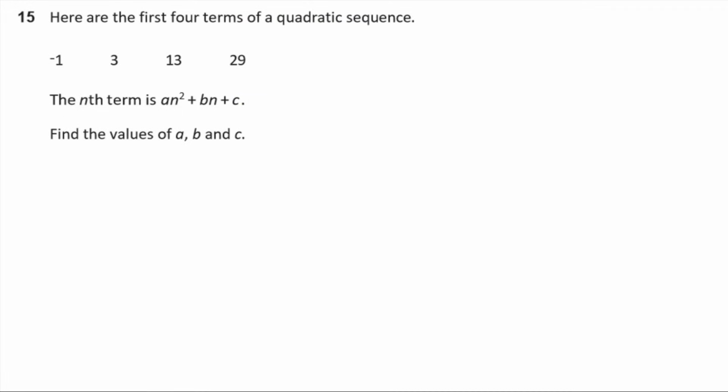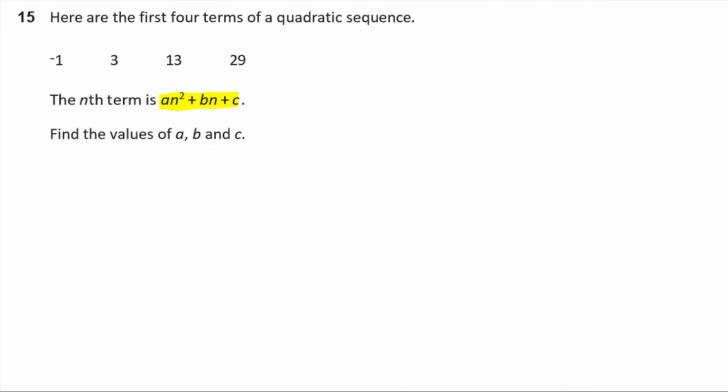Question 15. Here is the first four terms of a quadratic sequence. Got -1, 3, 13 and 29. We're told that the nth term is an squared plus bn plus c. Find the values of a, b and c. Don't be scared by this bit here. This is just a general form of a quadratic, isn't it? Quadratic expression, an squared plus bn plus c, and that's what you're doing when you're finding the nth term of a quadratic sequence. It's going to be in that form, isn't it?